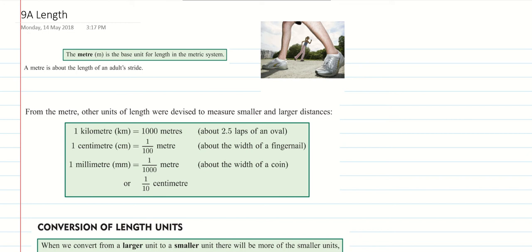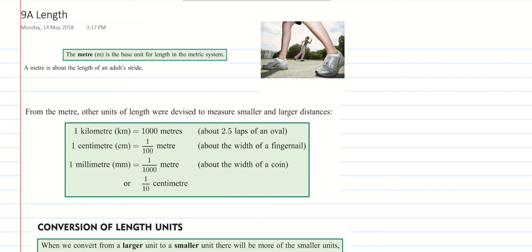Now, this piece of metal was kept at the International Bureau of Weights and Measures in Paris. The piece of metal wasn't easily accessible to scientists all around the world. So in 1983, the metre was redefined as the distance light travels in a vacuum in approximately 1/300,000,000th of a second. So that is the history of the metre, and it is the standard or the base unit of length in our measurement system. It is approximately about the length of an adult's stride.